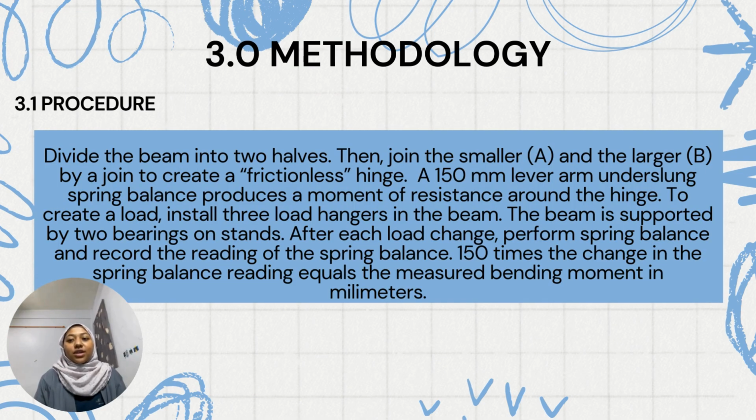The methodology of the experiment. First, the procedure is to divide the beam into two halves. Then, join the smaller A and the larger B by a joint to create a frictionless hinge. A 150mm lever arm underslung spring balance produces a moment of resistance around the hinge. To create a load, install 3 load hangers on the beam. The beam is supported by 2 bearings on stands. After each load change, perform spring balancing and record the reading of the spring balance. 150 times the change in the spring balance reading equals the measured bending moment in millimeters.